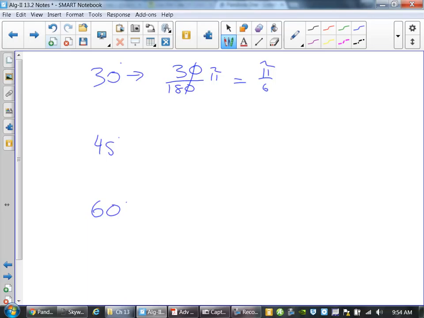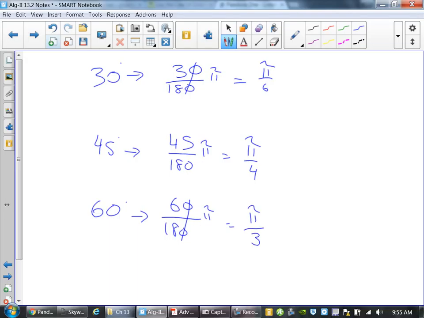Now, 45 is really easy. 45 was half of 90, wasn't it? What was 90? It was pi over 2. So what's half of pi over 2? Pi over 4. Same deal. And then 60, well, let's do the same deal. 60 over 180. And slap a pi into it. You get pi over 3.